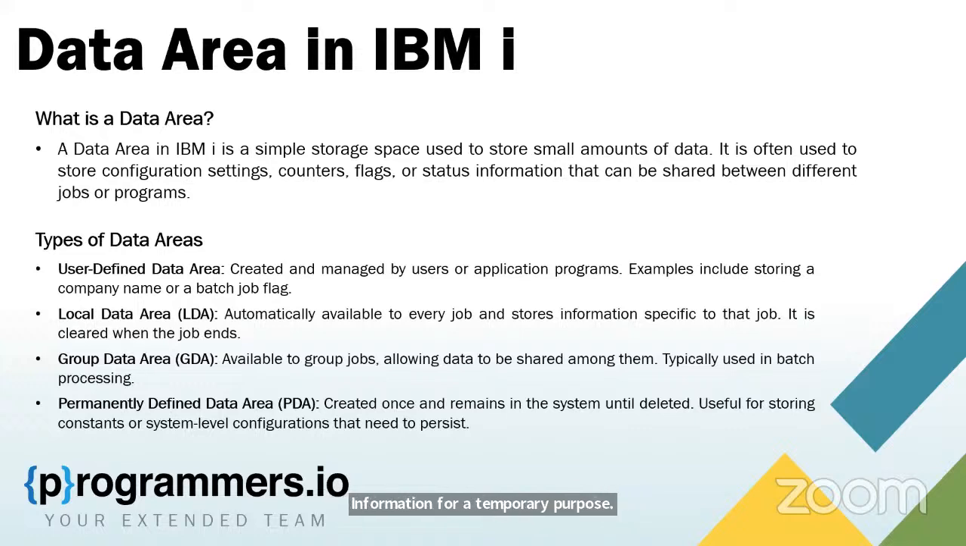It is small. It is used to store a small amount of data, and that data can be a counter, a flag, status information, or configuration information. So that kind of information we generally store in a data area. And why do we need to store this? Whenever a program or a job is running, it generates some values or some outputs. So just to store the output for a temporary purpose, which is used for some other operations, we can utilize the data area here.